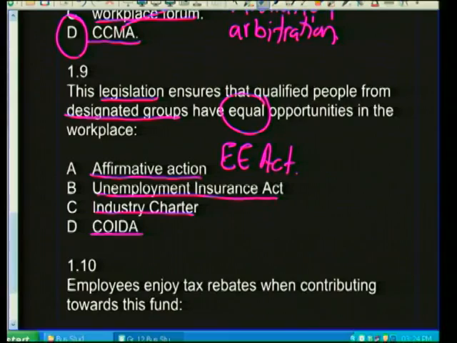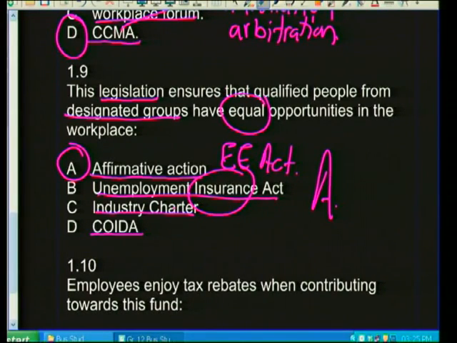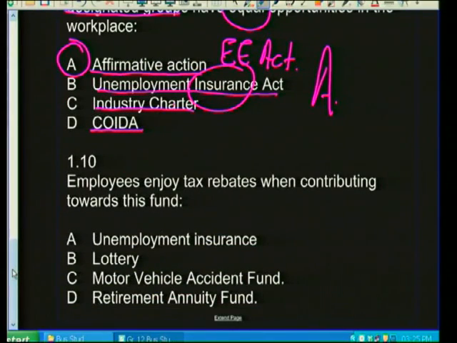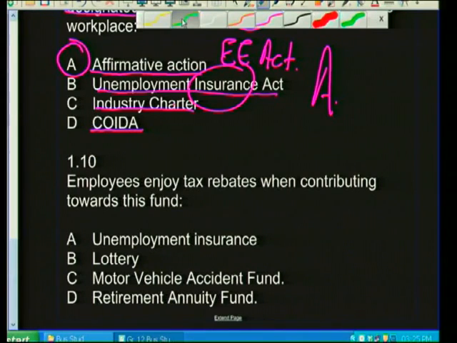Next one, industry charters. That's got to do with broad-based black economic empowerment. And the last one has got to do with the Occupational Injuries and Diseases Act. So you can see that's got nothing to do with equality. That is insurance. So our answer here is going to be A, right? Affirmative action.